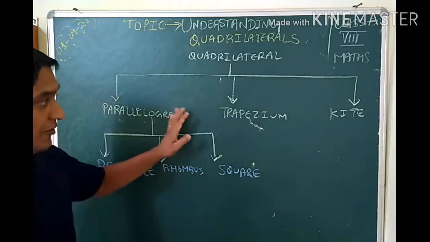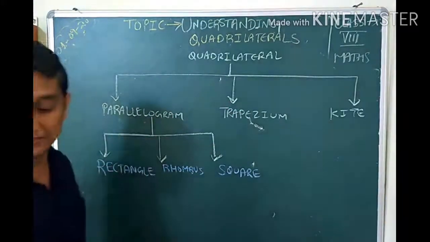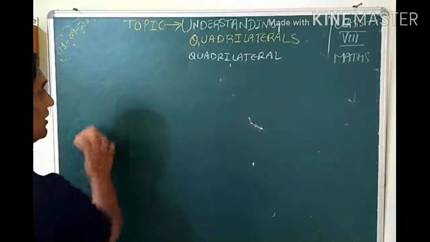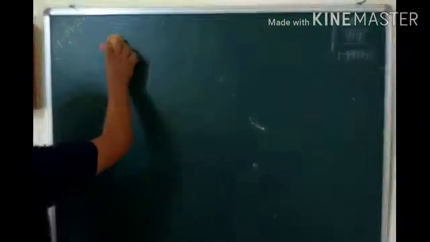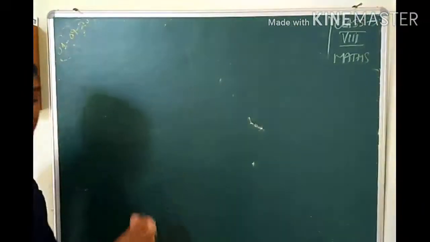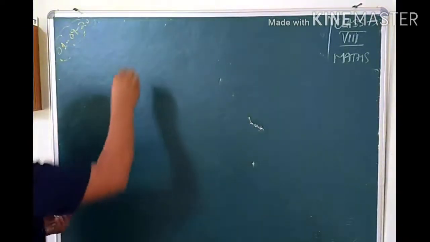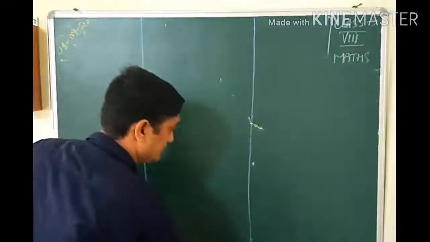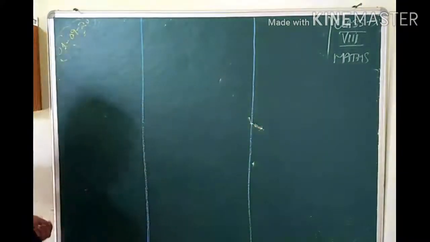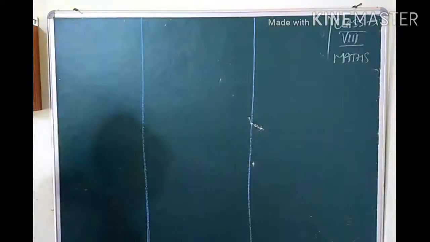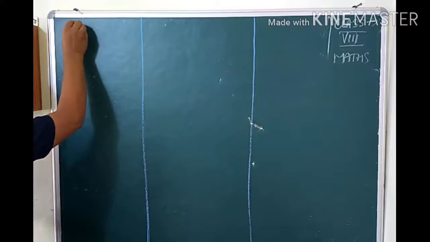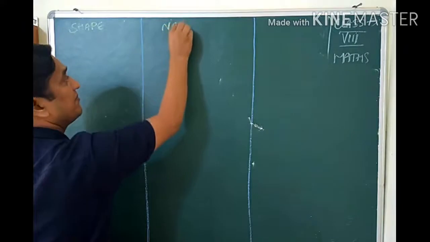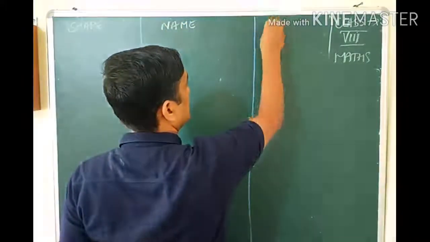Children, understood? Now for this, what do we have to do? We have to divide the board into 3 columns. Then we have to learn the shapes, the names and the properties of that quadrilateral. Here we have to write down the shape. Here we have to write down the name, and here we have to write down their properties.